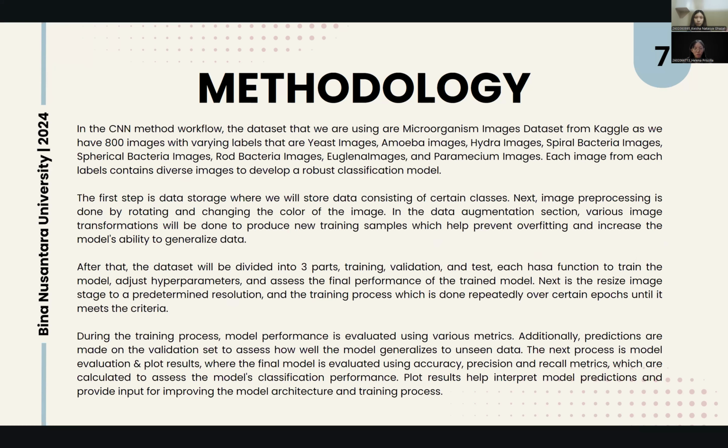Now, I'm going to explain briefly about our methodology. The first step is data storage, which contains every class. Then we have image preprocessing to make sure that our data is able to be processed by our model, and we also divide our dataset into three parts: training, validation, and testing. During the training process, model performance is evaluated using various metrics, and after we evaluate our training process, we look at the model evaluation and plot results, where the final model is evaluated using accuracy, precision, and recall.